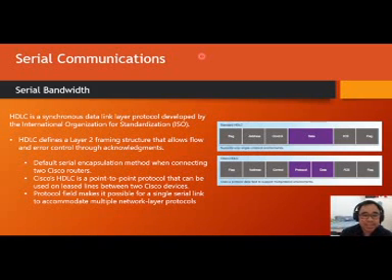Serial encapsulation. HDLC is a synchronous data link layer protocol developed by the International Organization for Standardization, or ISO. HDLC defines a layer 2 framing structure that provides flow and error control through acknowledgement. It's the default serial encapsulation method when connecting two Cisco routers. Cisco HDLC is a point-to-point protocol that can be used on leased lines between two Cisco devices. The protocol field makes it possible for a single serial link to accommodate multiple network layer protocols.